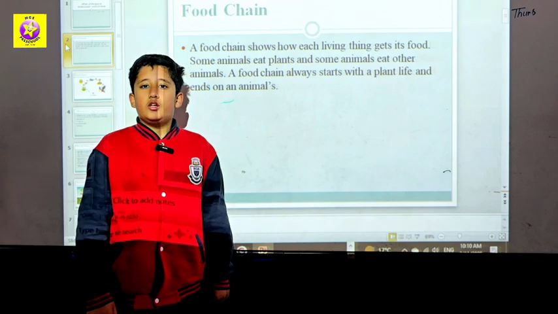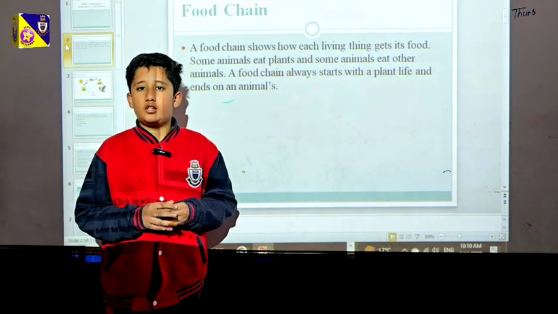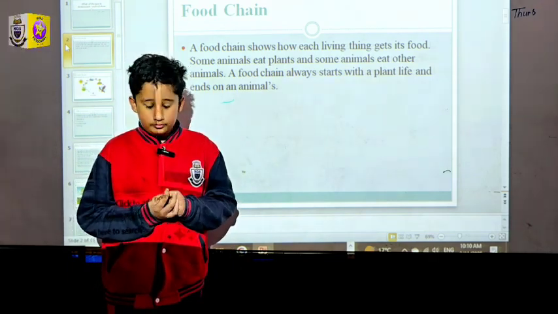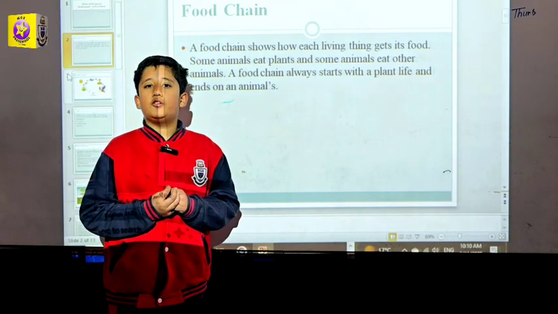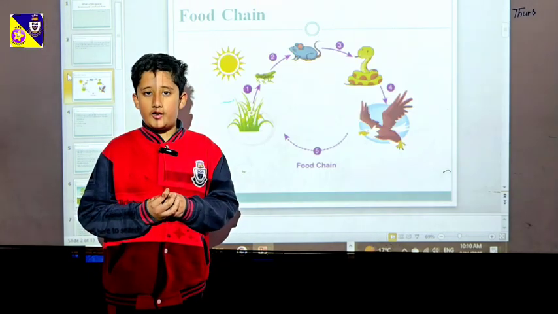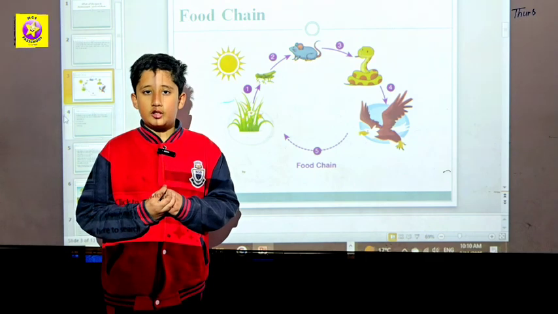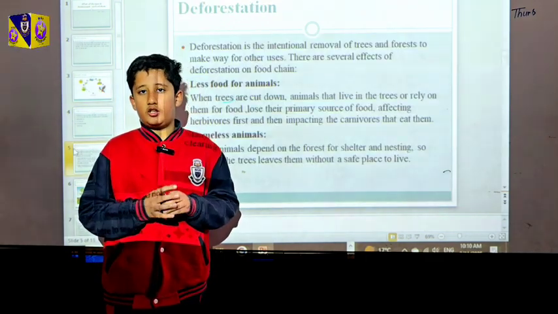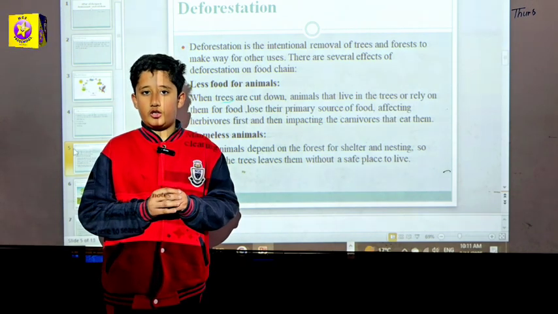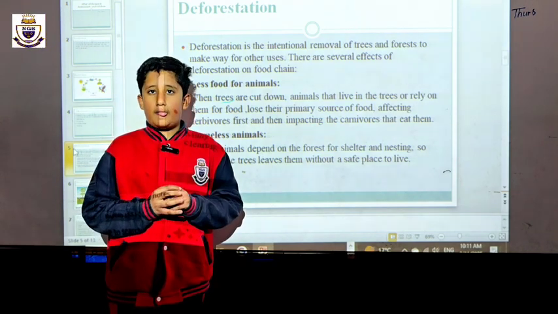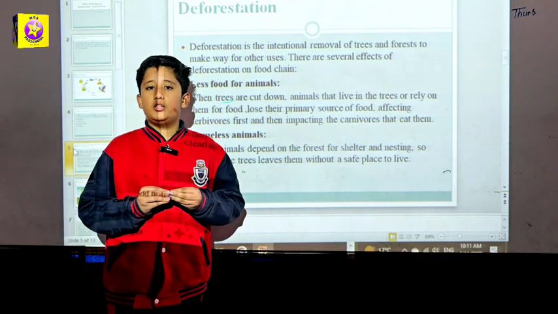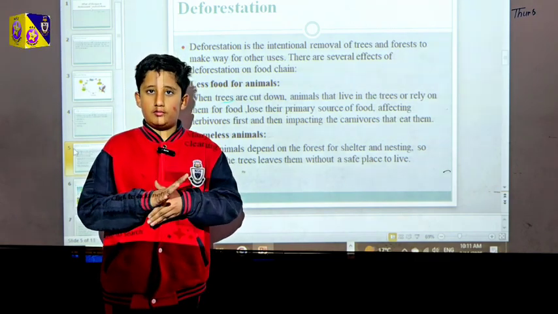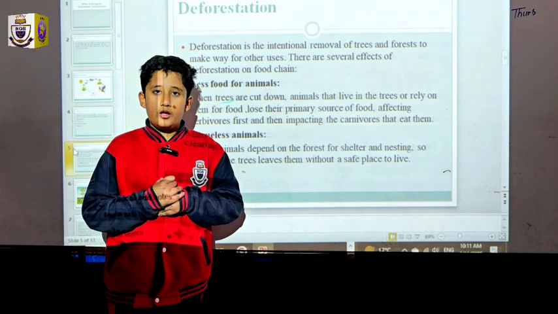A food chain shows us how each living thing gets its food. A food chain always starts with a plant's life and ends with an animal's. Deforestation. Deforestation is the intentional removal of trees and forests to make wood for other uses.